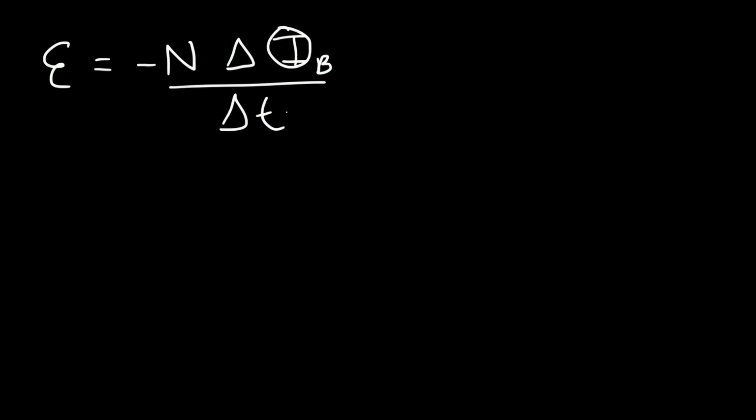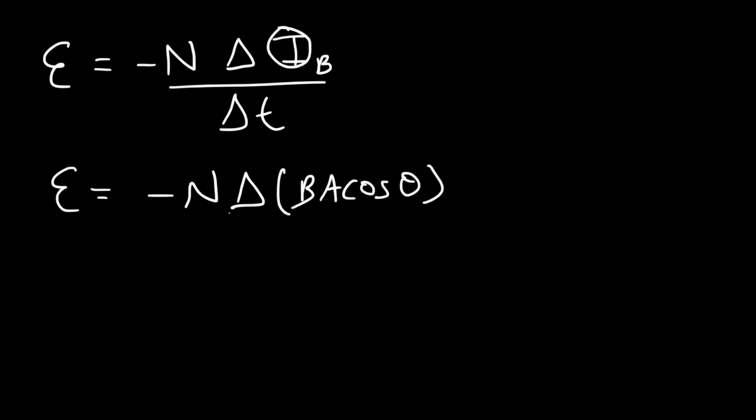So the induced EMF is equal to negative N times the change in the electric flux divided by the change in time. This equation is associated with Faraday's law of induction. So basically, it states that the induced EMF is proportional to the rate of change of the electric flux. And the electric flux is BA cosine theta. So if the magnetic field B changes, or if the area changes, or if the angle changes, there's going to be an induced EMF generated.